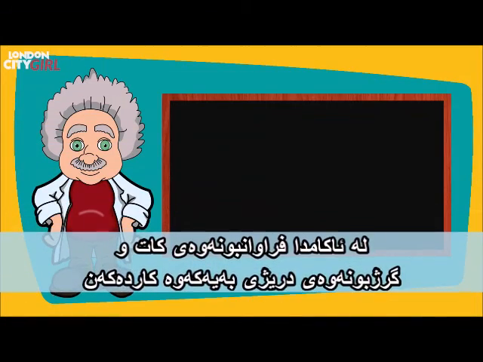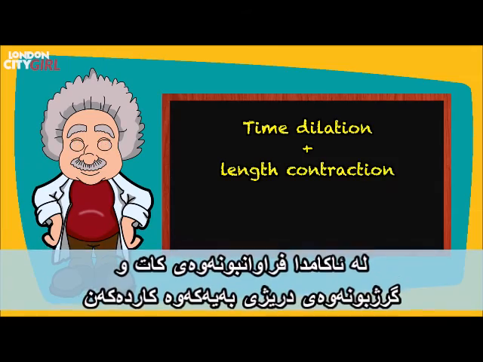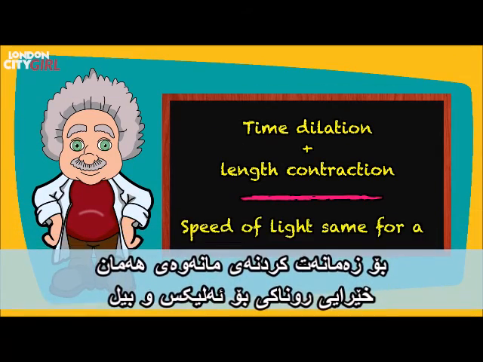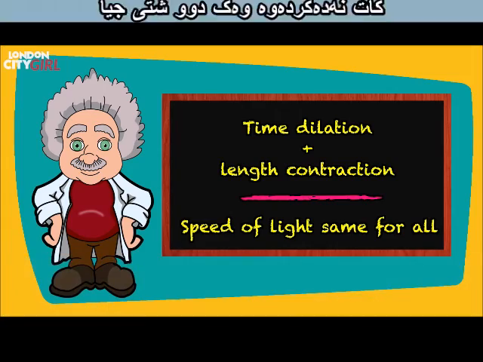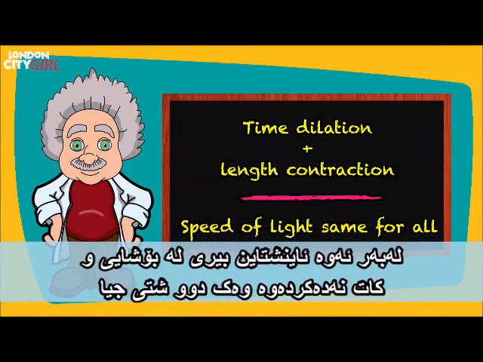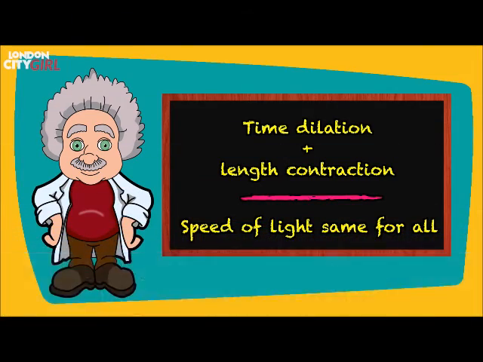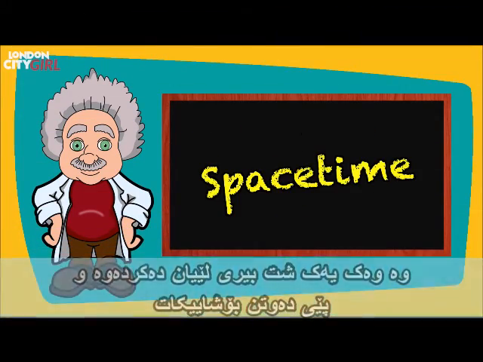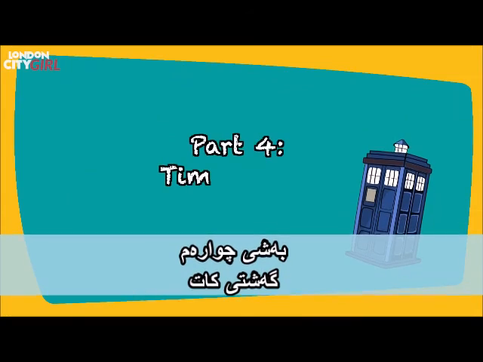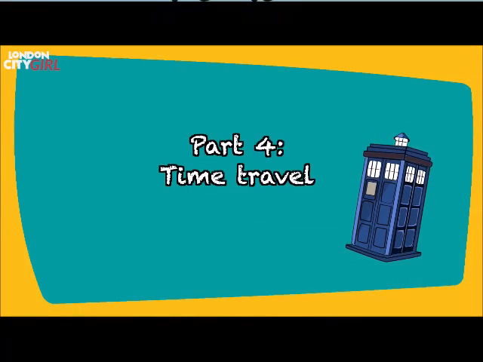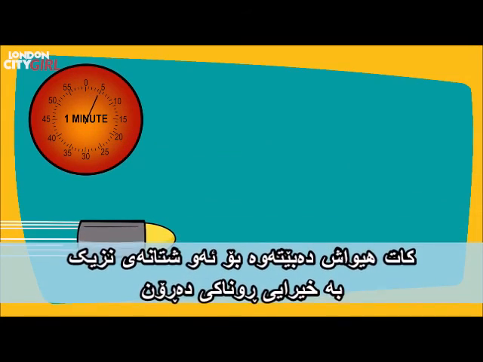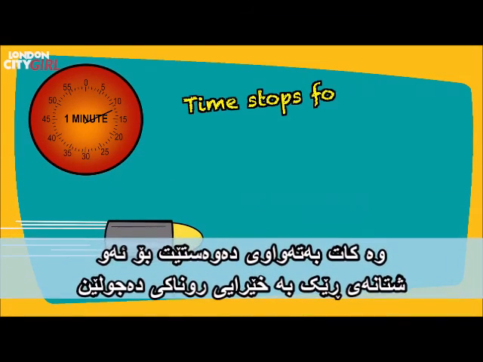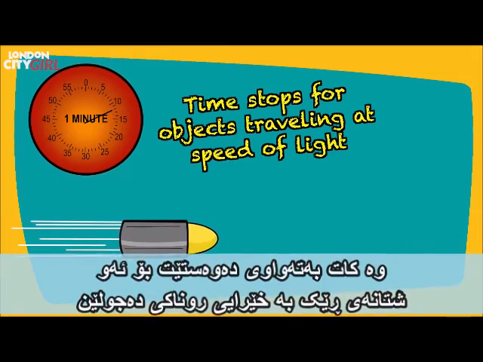In conclusion, time dilation and length contraction work together to ensure that the speed of light remains the same for both Alex and Bill. Einstein preferred to think of space and time not as two separate things, but one entity. He called it space-time. Part 4. Time travel. Time slows down for objects travelling close to the speed of light, and time stops altogether for objects travelling at the speed of light.